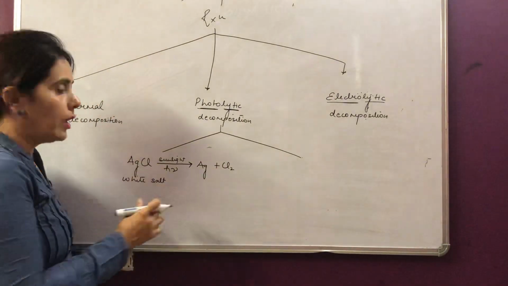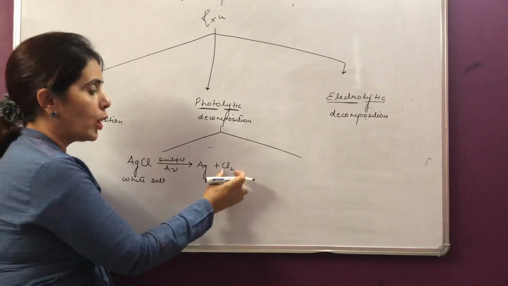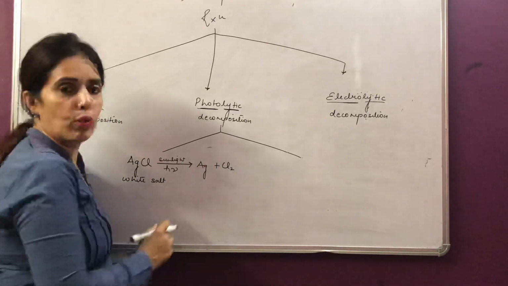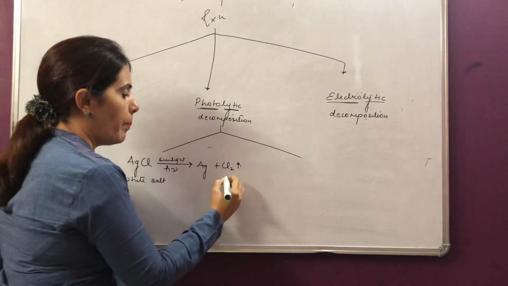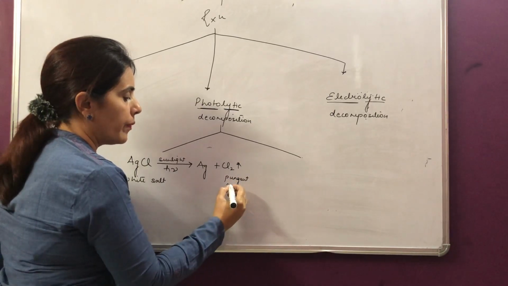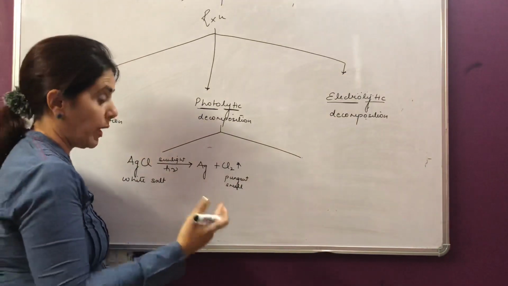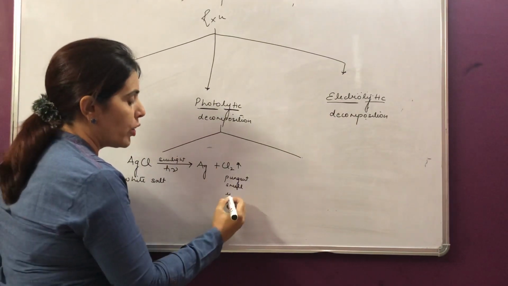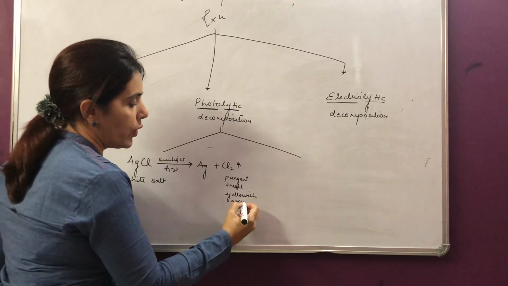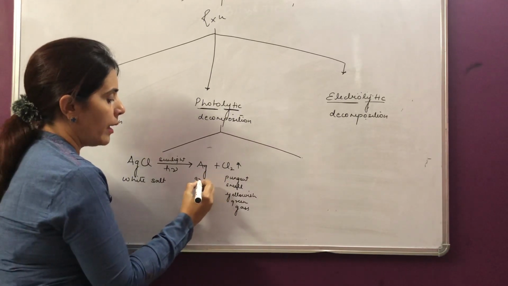Now remember one thing, that here it is a metal, so it will be kept in monoatomic state, and chlorine is a non-metal, so it will be written according to its atomicity, that is 2. Right? Chlorine is a pungent smelling, pungent means a very bad smell which we don't like to smell, and yellowish green gas. What is the color? It is a yellowish green gas. And silver is left out as a grey powder.